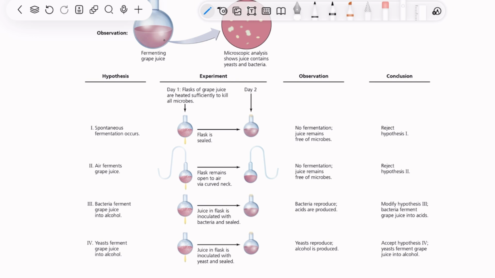Hypothesis 3 states that bacteria are responsible for fermenting the juice. So Pasteur introduced bacteria into the flask. Bacteria were produced, but instead of alcohol, acids were produced. This led to a modified hypothesis showing that bacteria ferment grape juice into acids and not alcohol.